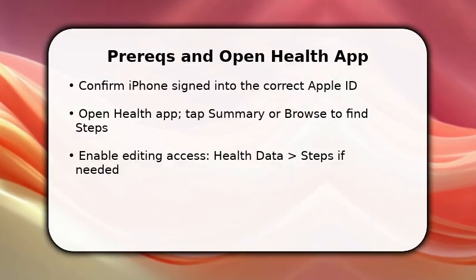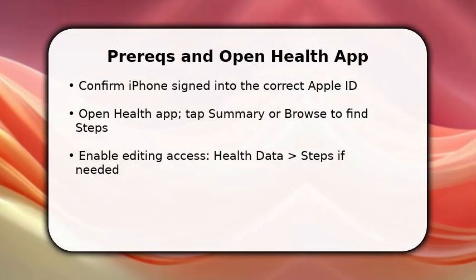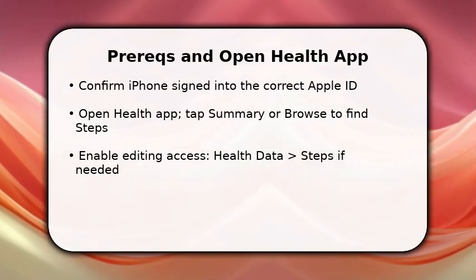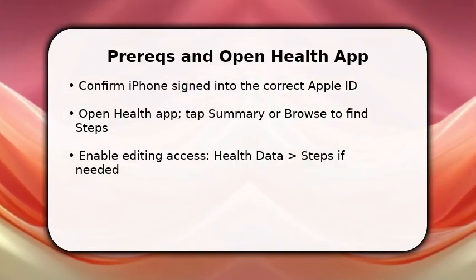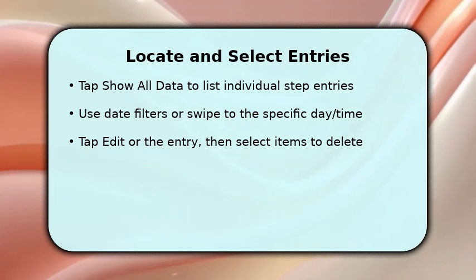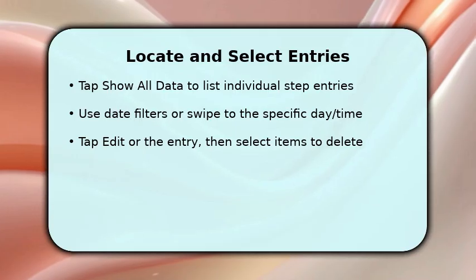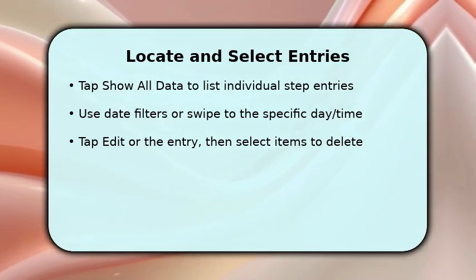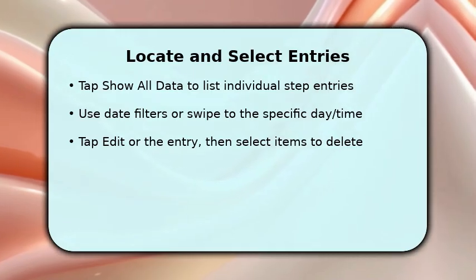You want to act now. This accesses the raw entries you'll remove instead of waiting to troubleshoot syncing later. You now list individual entries with Show All Data to expose each source and timestamp. Once visible, use the Date filter or swipe through the list to find the exact day and time you need to change. This narrows edits and avoids accidental deletions.